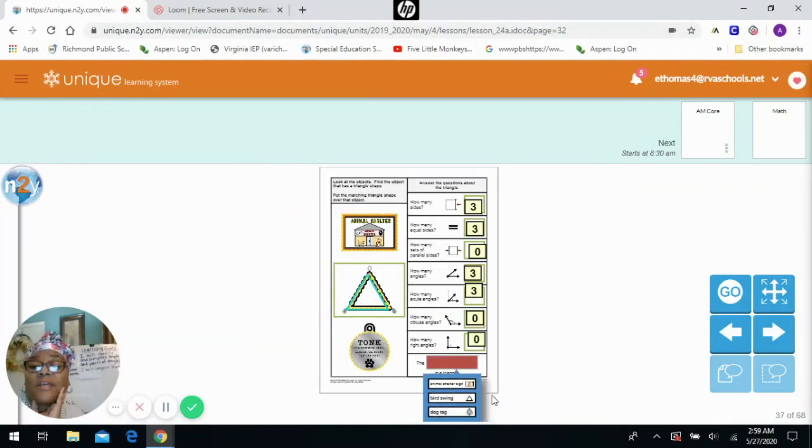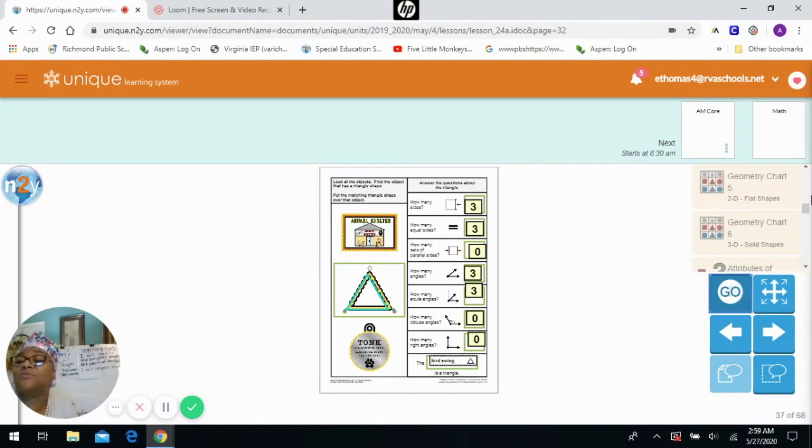All right, so it says, which one of these is a triangle? Okay, the bird's wing is the triangle. Very good. Excellent. All righty, let's move on. You are doing such a great job. We talked about the attributes.